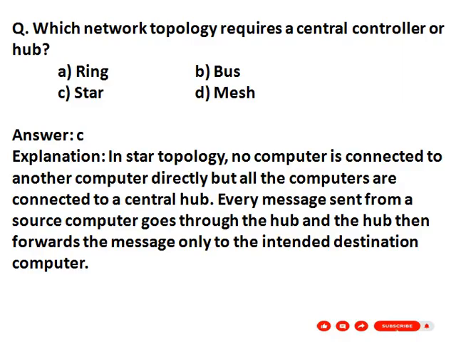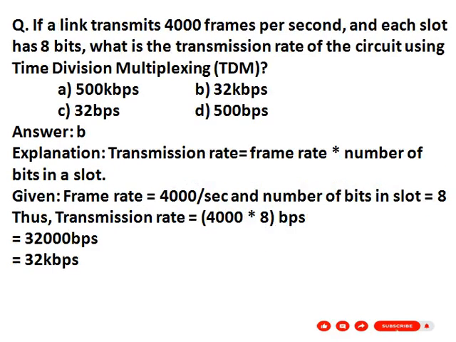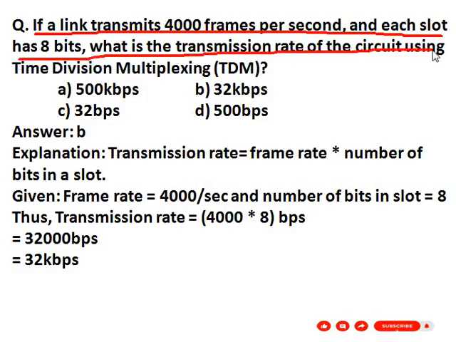Our next question, if a link transmits 4000 frames per second and its slot has 8 bits, what is the transmission rate of the circuit using time division multiplexing, that is TDM? Given options are option A 500 kbps, option B 32 kbps, option C 32 bps, option D 500 bps. The correct answer is option B 32 kbps.